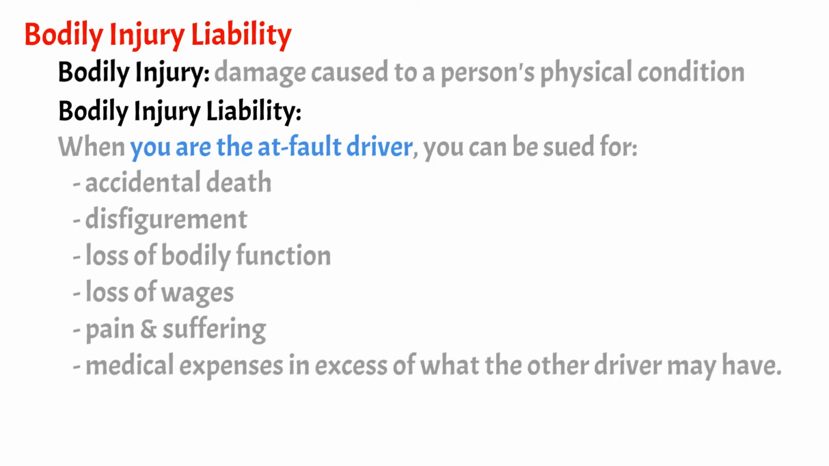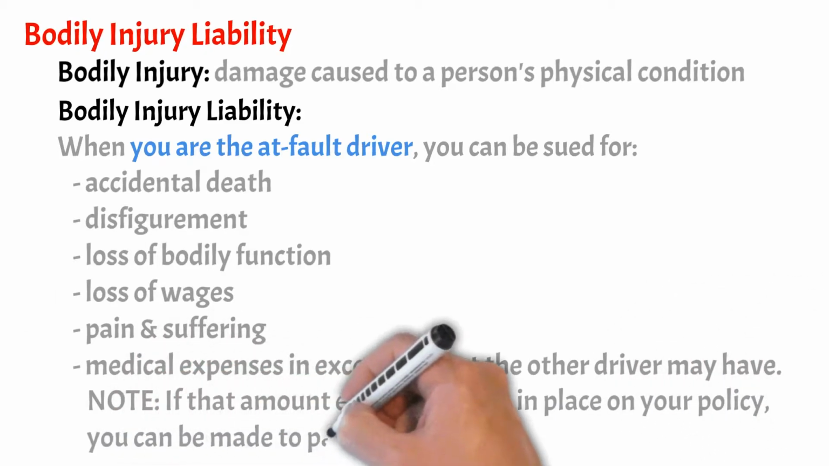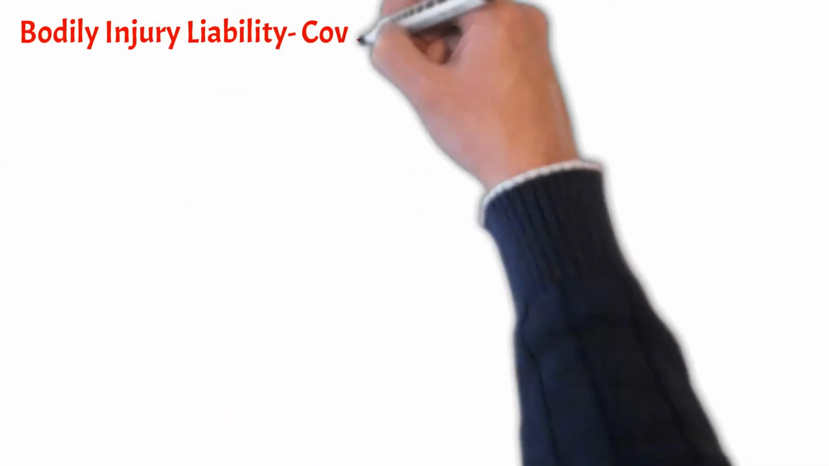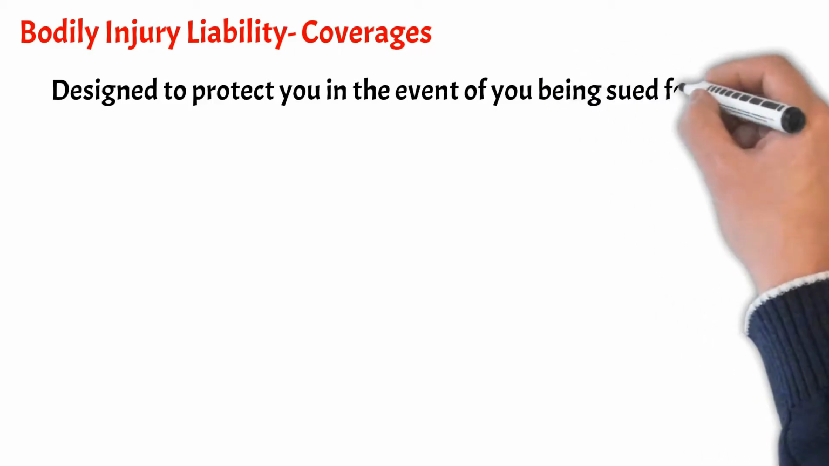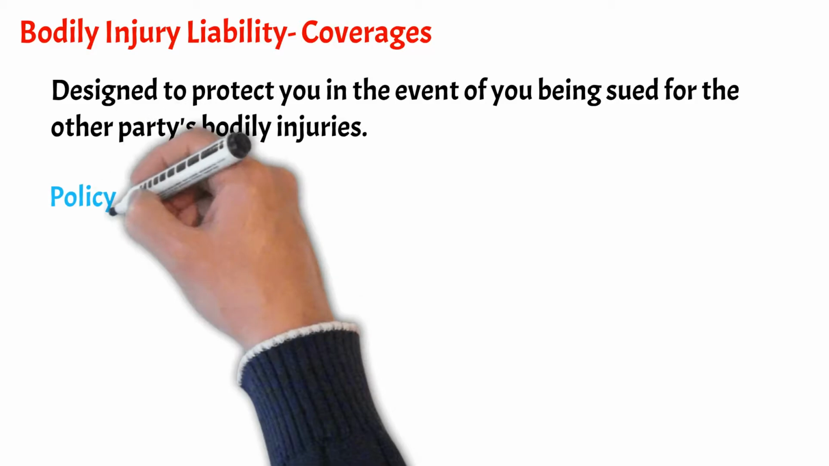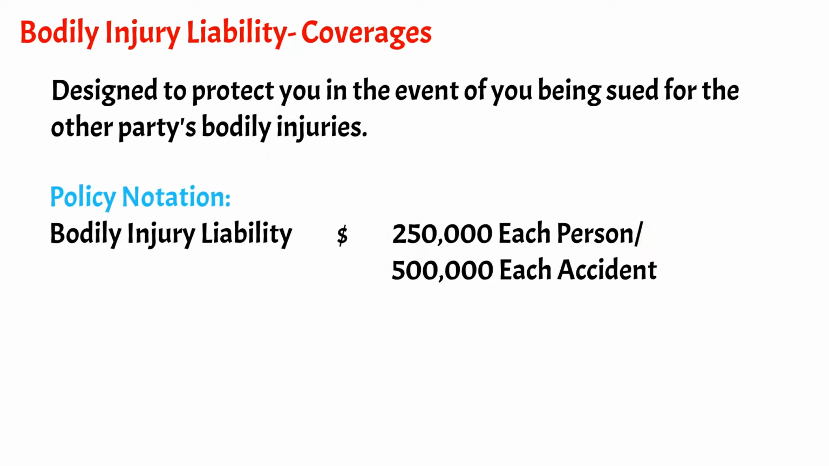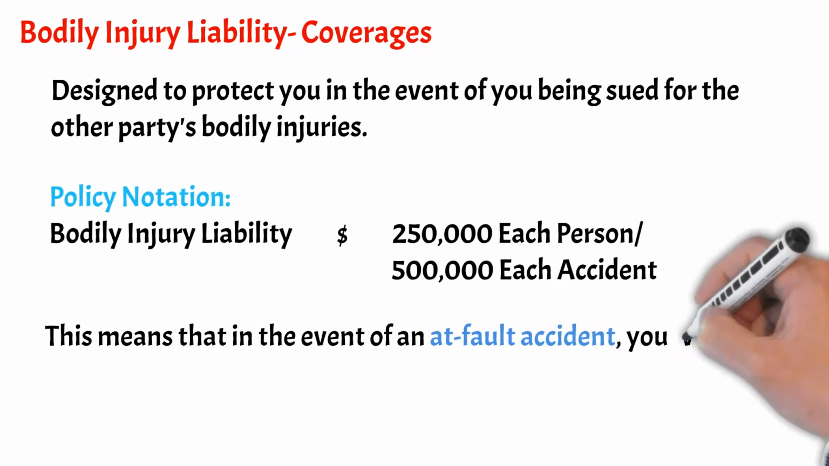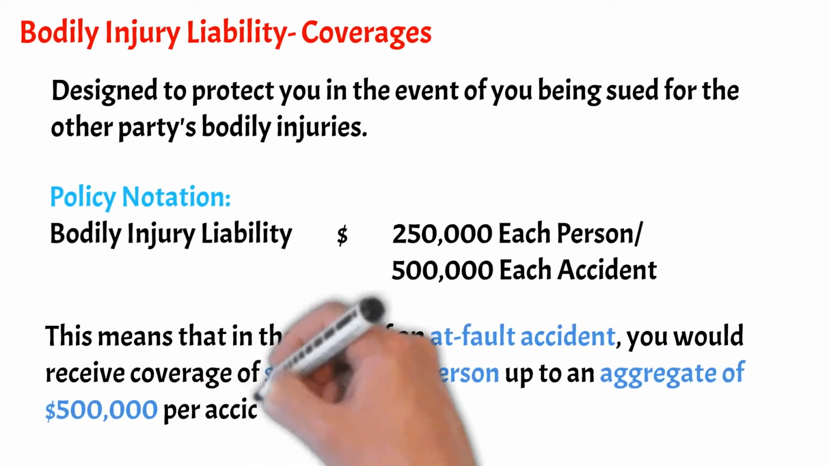Please note that if the total loss exceeds the limit of your coverage, you could be made to pay the difference. Your auto policy has coverage designed to protect you from these liabilities if you are being sued. On a Farm Bureau auto policy, bodily injury liability coverage is notated like so. This means that in the event of an at-fault accident, you would receive coverage up to $250,000 per person, with no more than $500,000 total for the accident.